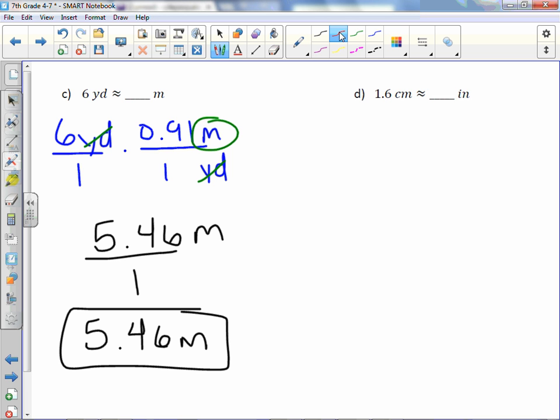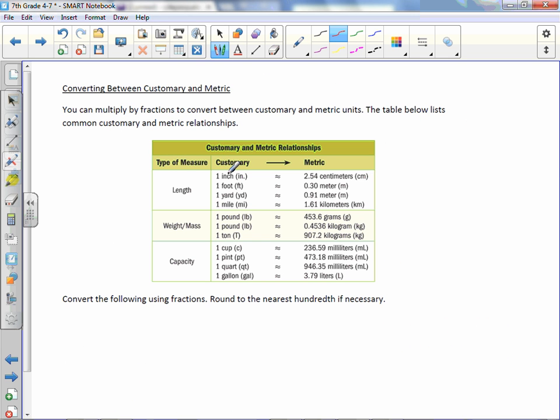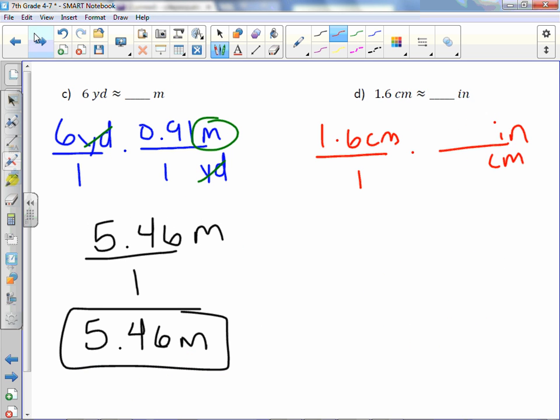Letter D. 1.6 centimeters over 1. And we want to know in inches approximately. So we're converting centimeters to inches. And again, I want to cancel centimeters, so it needs to be opposite of the numerator, therefore denominator. We're looking for centimeters and inches. 1 inch is 2.54 centimeters. So here's our 1 inch and 2.54 centimeters. Your centimeters cancel out and leave you with inches.